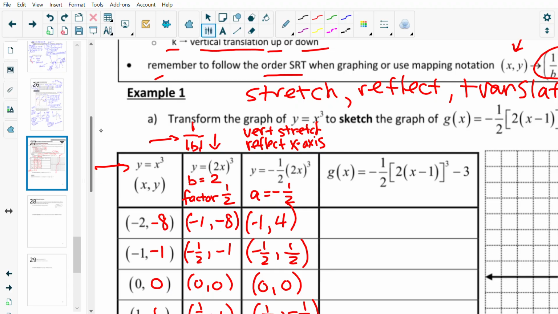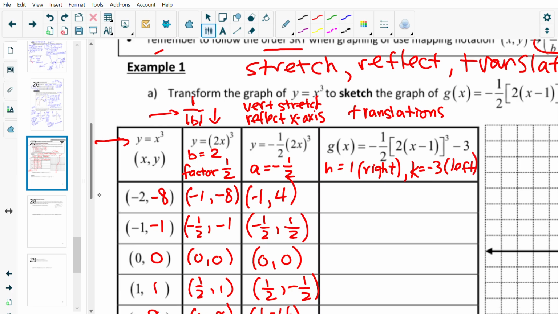Okay, last part. This is our translations. H equals positive 1, so we're going right 1 unit, and K equals negative 3, so we're going down 3 units.